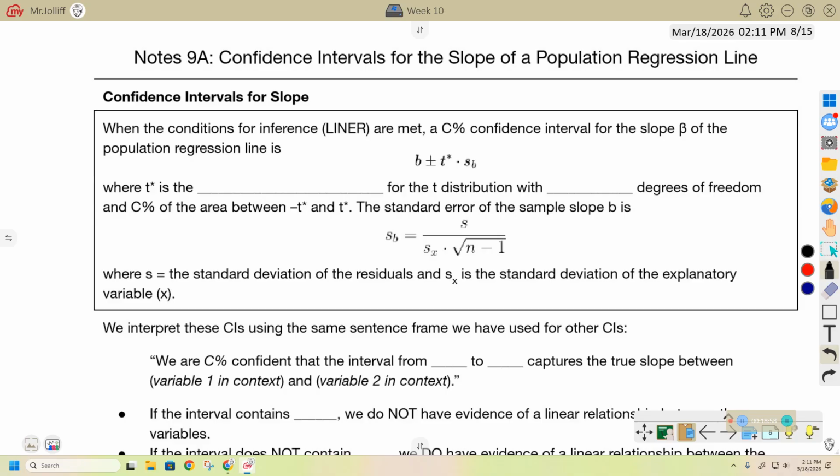Not terribly scary. We know that T star is our critical value for the student T distribution, which is a bell-shaped curve that looks kind of normal, but it's wider than the standard normal. And it has a degrees of freedom. Up to now, we've used n-1 because we were looking at univariate data. We are now looking at bivariate data. This is going to be n-2.